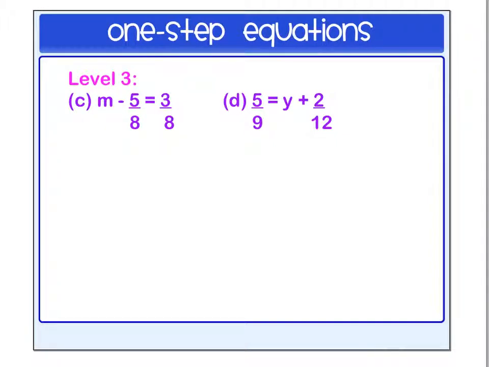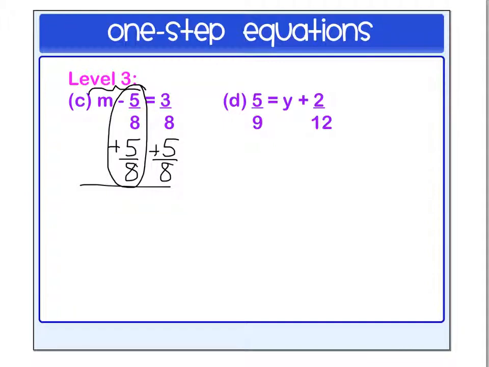Now these are the problems that I do not want you to be alarmed by. I want you to stop and think about the process yet again. So when I look here, my M is connected to a minus 5/8. In order to get rid of a minus 5/8, I'm going to add 5/8 to both sides. A minus 5/8 and a plus 5/8 are opposites, so they give me that 0.